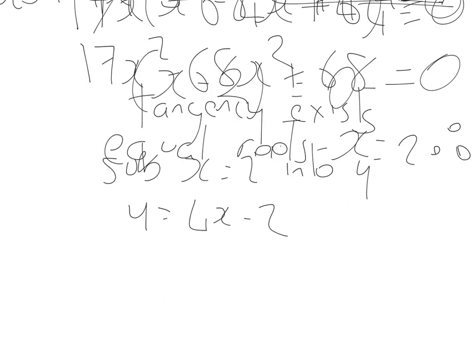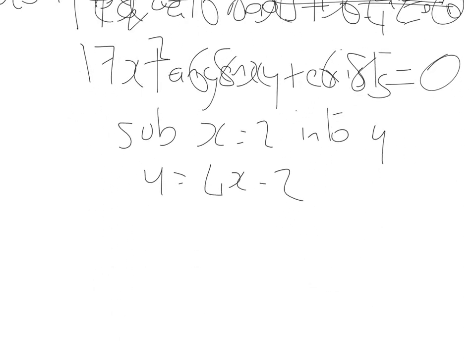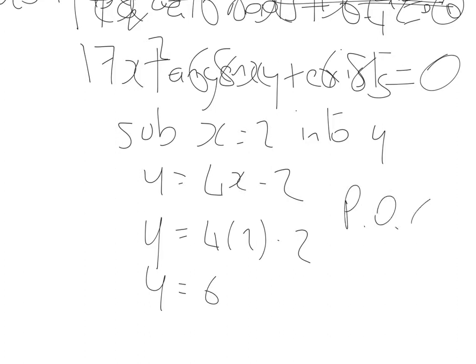I'm going to replace it with 2. So it's going to be 4 lots of 2 minus 2. That's 8, take away 2, that's 6. So the point of contact then is 2, 6. And that's the final answer to the question.